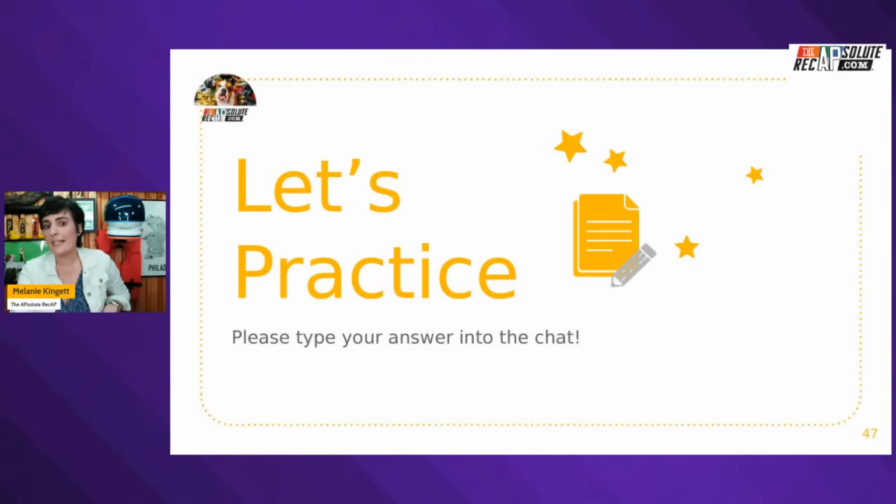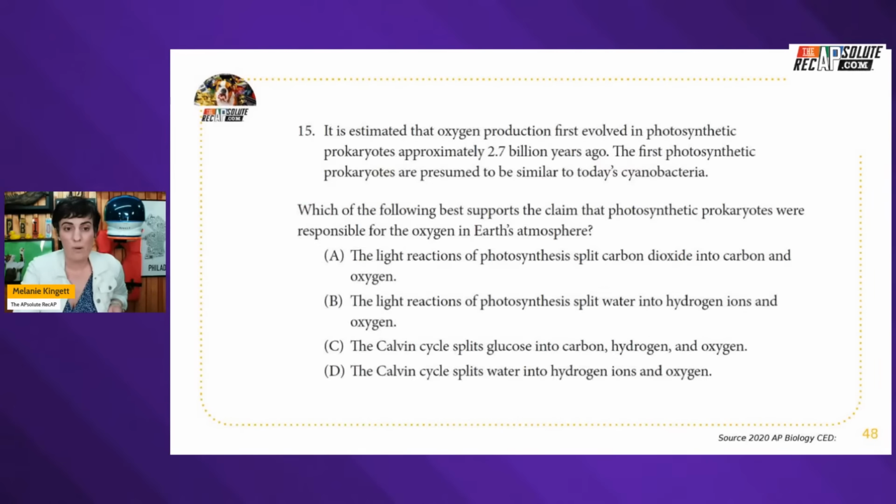All right, let's practice. We are almost done. Unit 3, hitting the hour mark, so we want to wrap up shortly. It's estimated that oxygen production first evolved in photosynthetic prokaryotes approximately 2.7 billion years ago. The first photosynthetic prokaryotes are presumed to be similar to today's cyanobacteria. Which of the following best supports the claim that the prokaryotes were responsible for the oxygen in Earth's atmosphere?